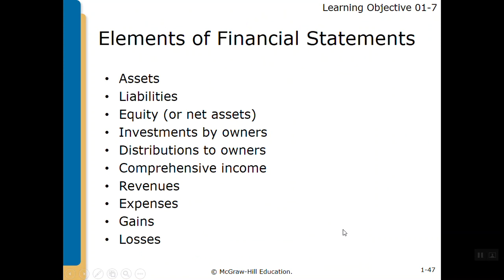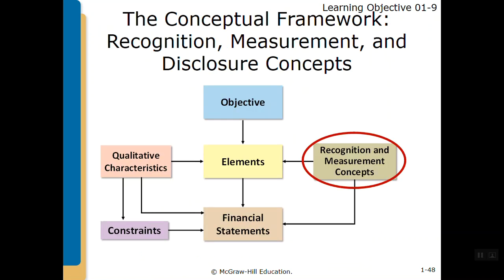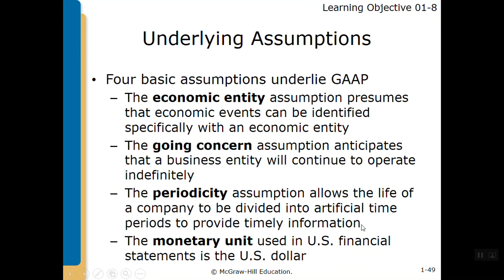All right, we're talking about the elements of financial statements. These should all look familiar to you: assets, liabilities, equity, investments by owners, distributions to owners, our income, our revenues and expenses, and then gains and losses. Those are all elements of our financial statements. And then our recognition and measurement concepts. There are 4 basic assumptions that we work from.